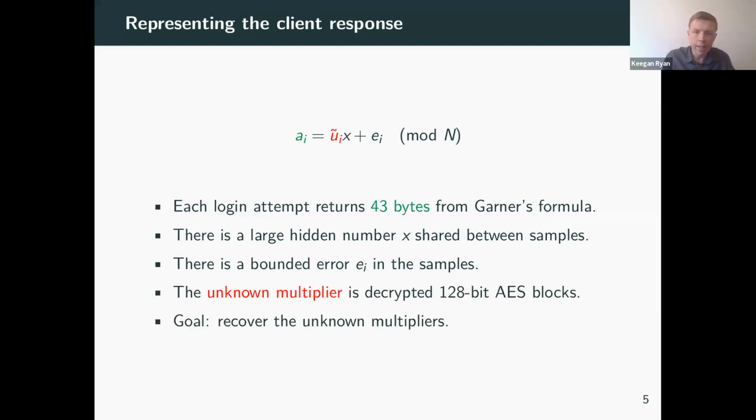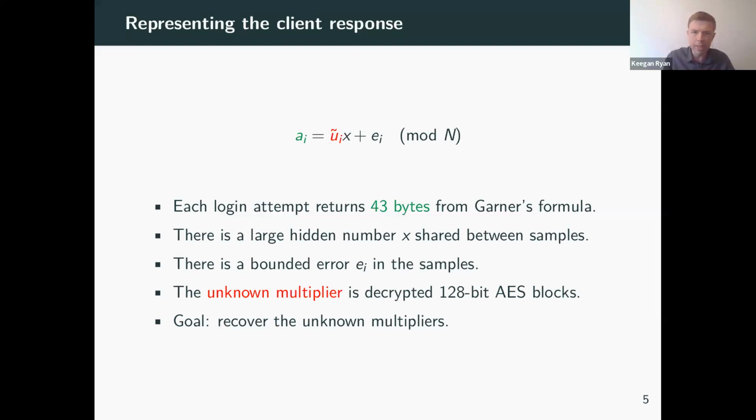And then we'll also note that this multiplier U is based on those modified 128-bit AES blocks. And the modified value is only 128 bits. So if we can learn what this unknown 128-bit value is, then we can see what the result of an AES decryption is. We've created an AES decryption oracle, and then this allows us to decrypt the rest of the key. So our goal here is to recover this multiplier.